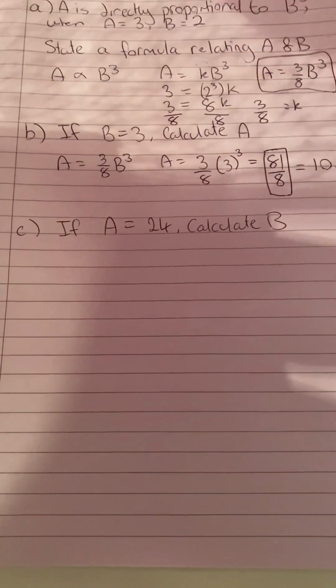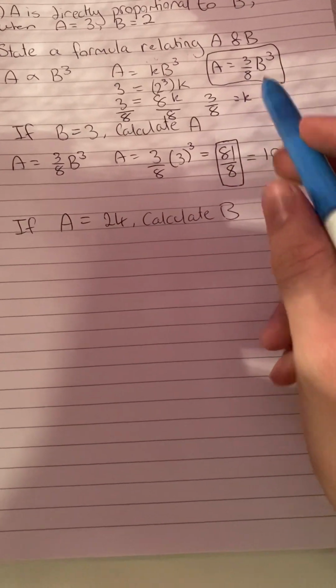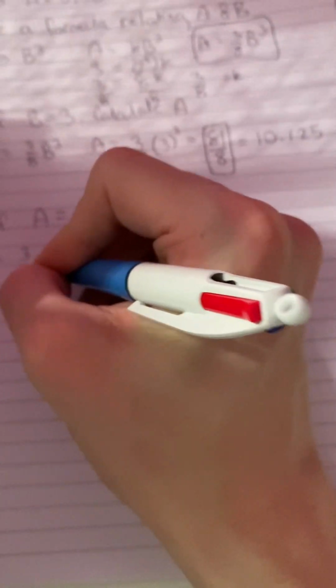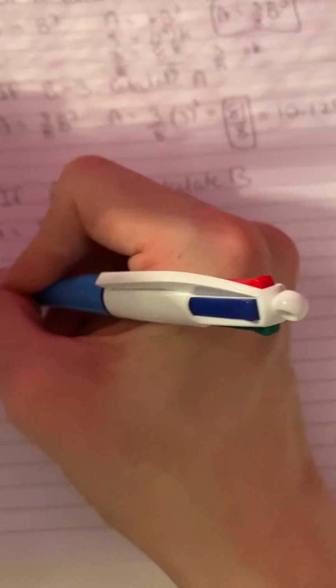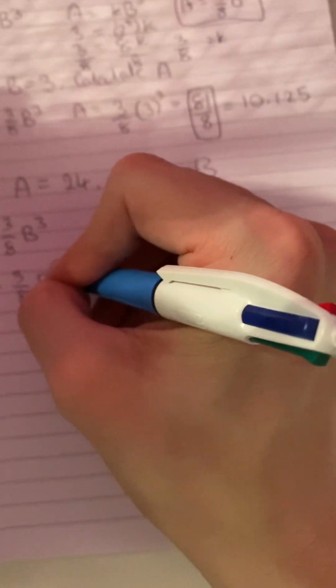So let's have a go at part C. If A equals 24, calculate B. Same principle as B, except this time you're given the other variable. So let's write this out. A equals 3/8 B cubed. This is the relationship we derived. So now let's find what B would be, putting in 24 as A.